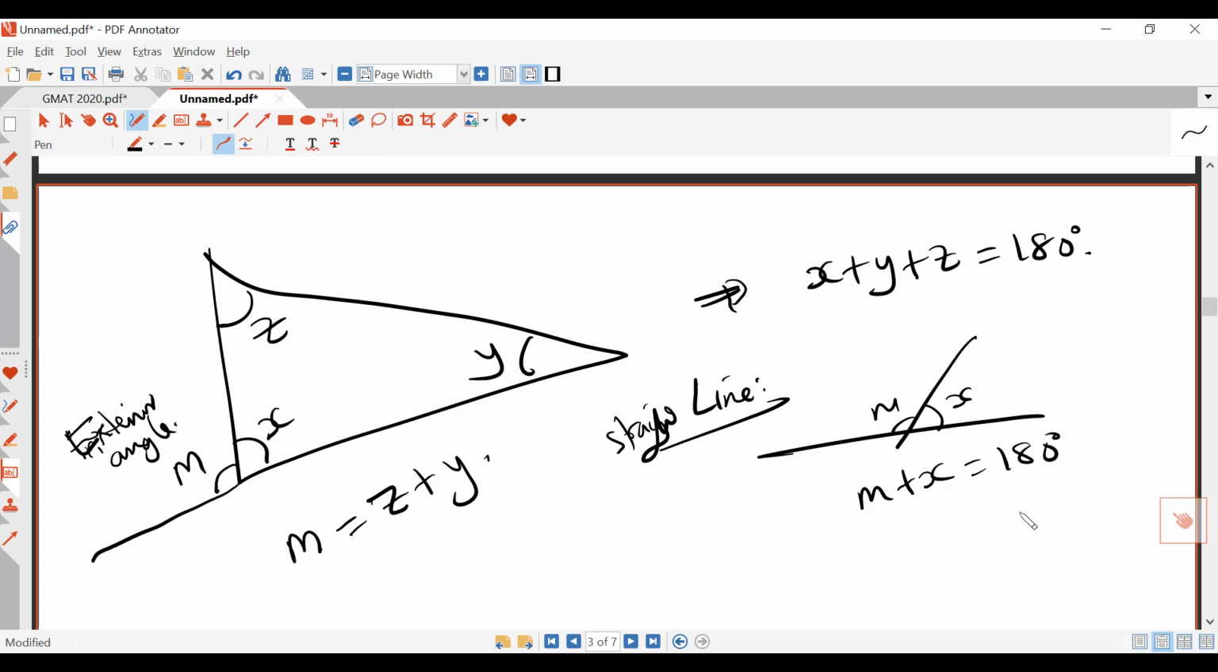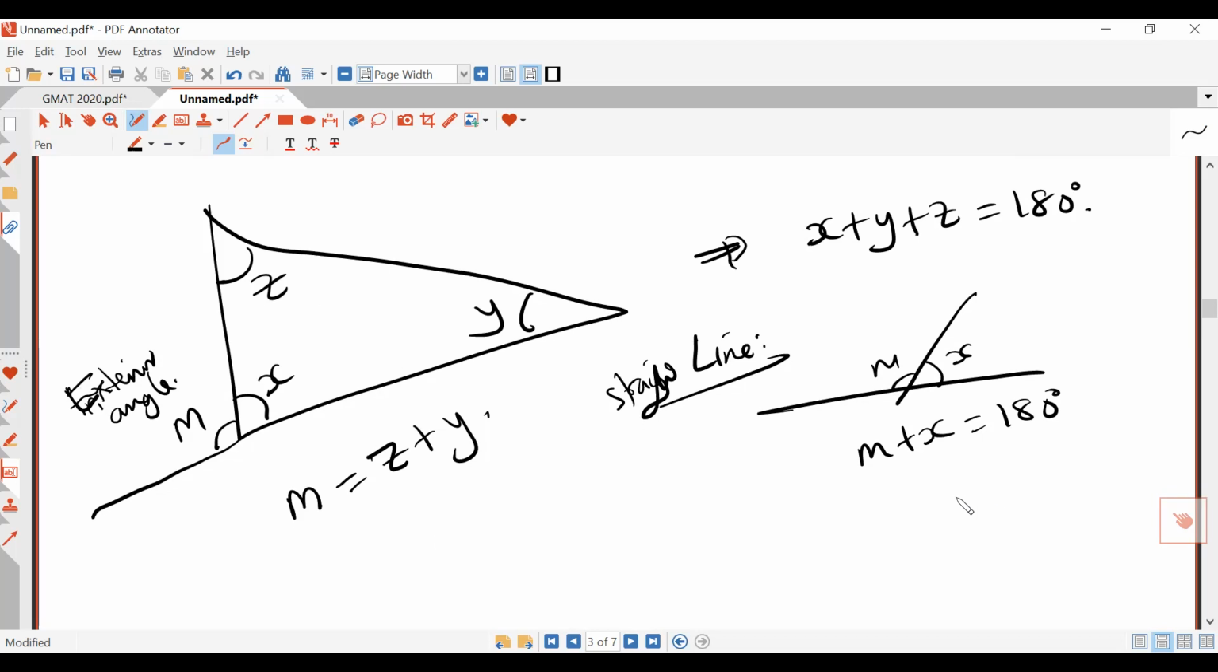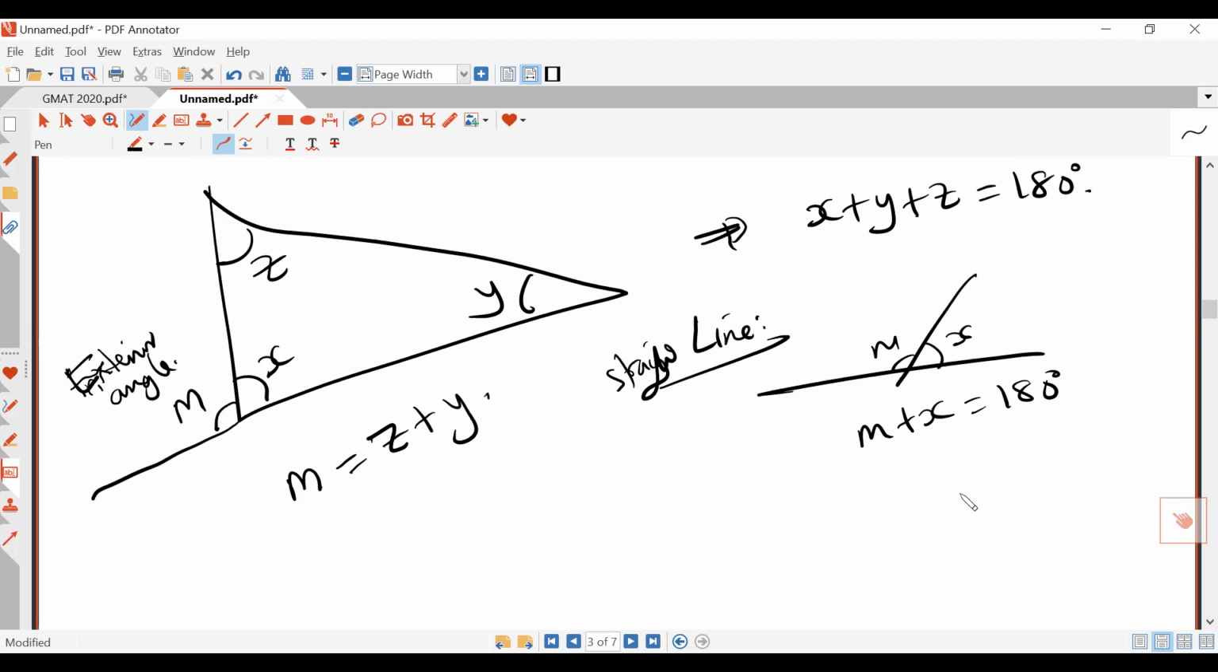Again, the maths. There's what we call exterior angles, there's what we call interior angles, there's what we call polygons. You can use the idea of exterior angles and interior angles to find the number of sides in a polygon. But this is what we can remember about a triangle briefly.